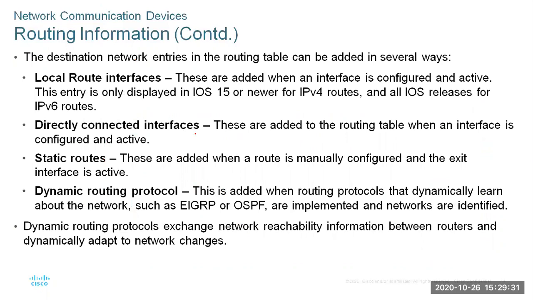directly connected interfaces are added to the routing table when an interface is configured and active. All right, local route interfaces are added when an interface is configured and is active. All right, static routes are added when a route is manually configured, all right, and the exit interface is active. And then dynamic routing protocol routes are added when routing protocols dynamically learn about the network, for instance, a dynamic protocol like EIGRP or OSPF, all right, they are identified.